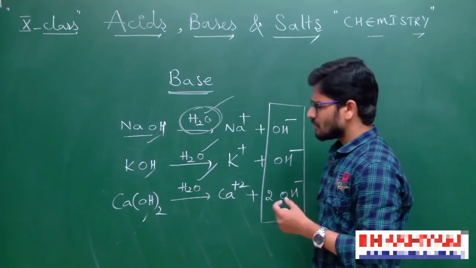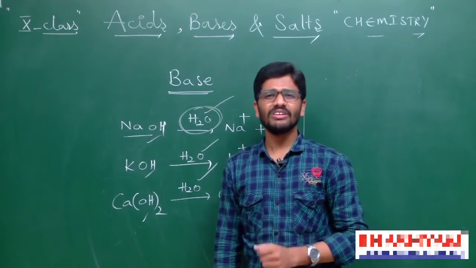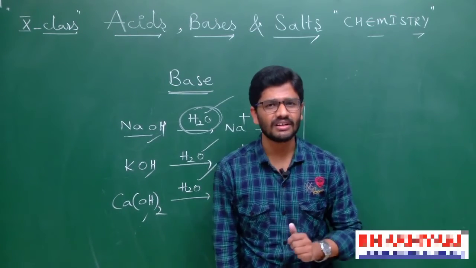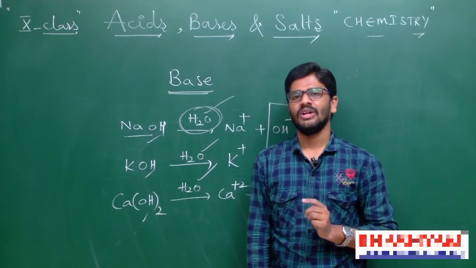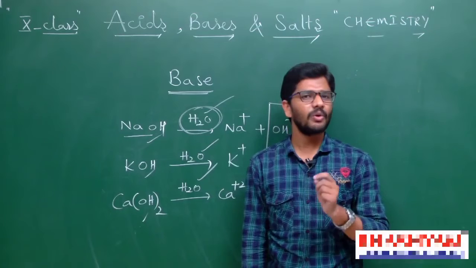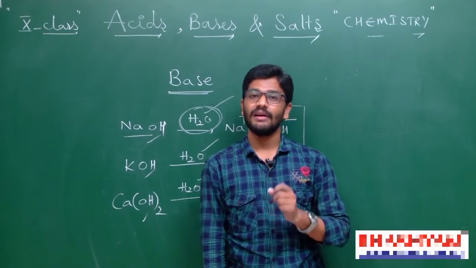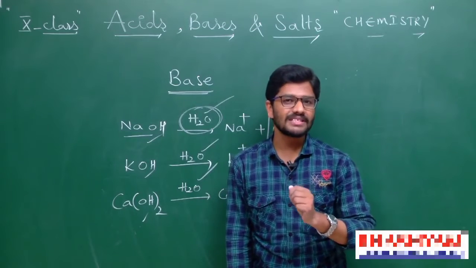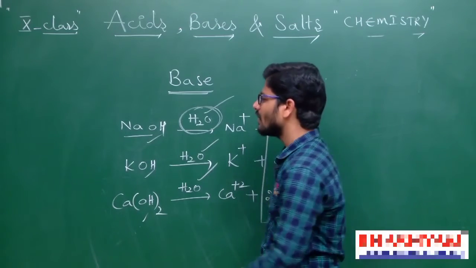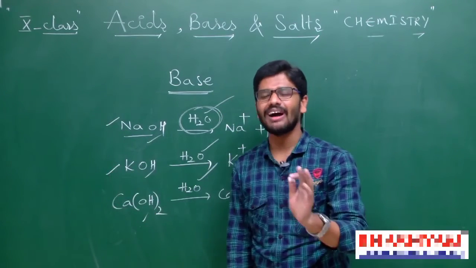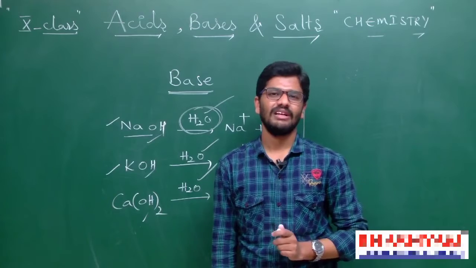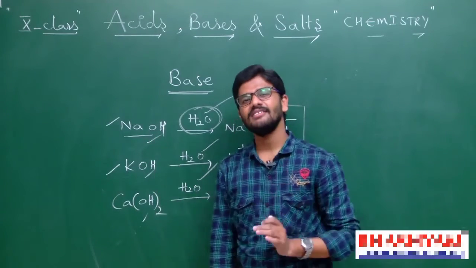Now, most of the students are bothered about what is meant by base and what is meant by alkali. Sir, generally base and alkali both are the same, sir? No. Base is nothing but those substances which dissolve in water to produce hydroxide ions. But alkali is nothing but those bases which are soluble in water. For example, NaOH and KOH are examples of alkali. Why, sir? These bases are soluble in water. That's why these are called alkali.